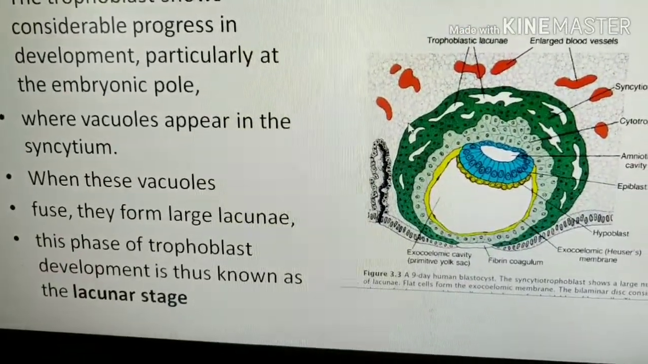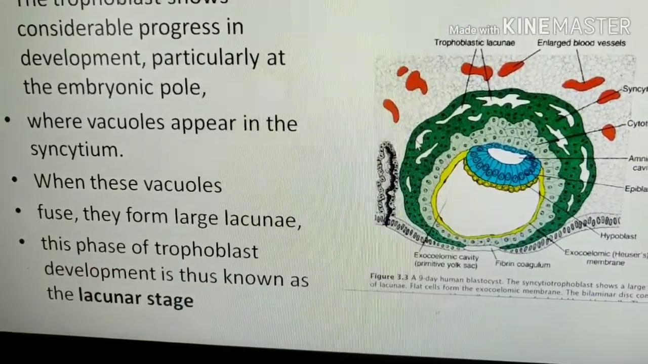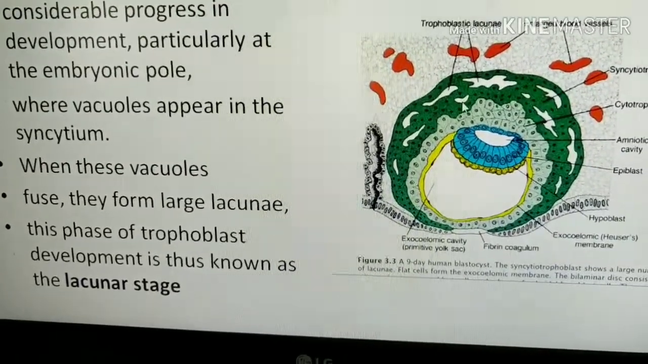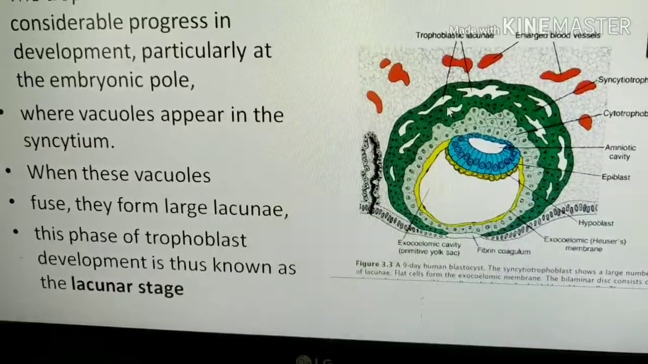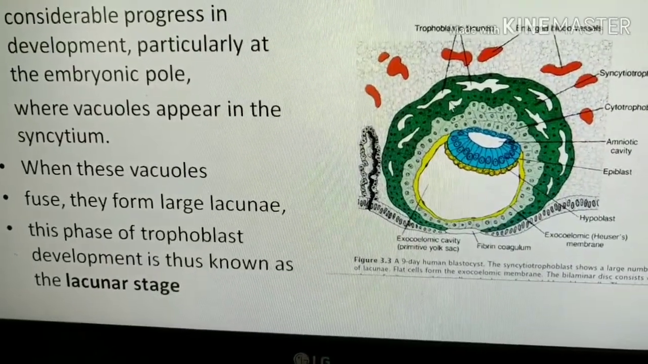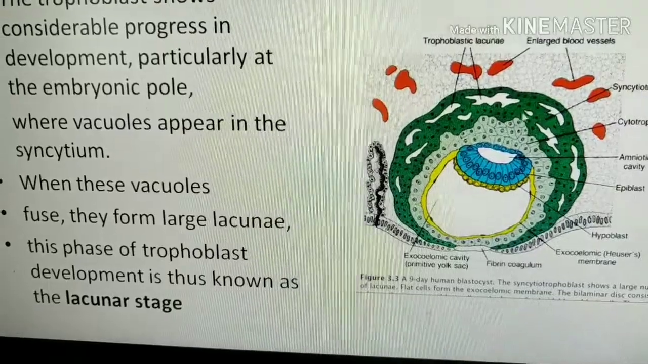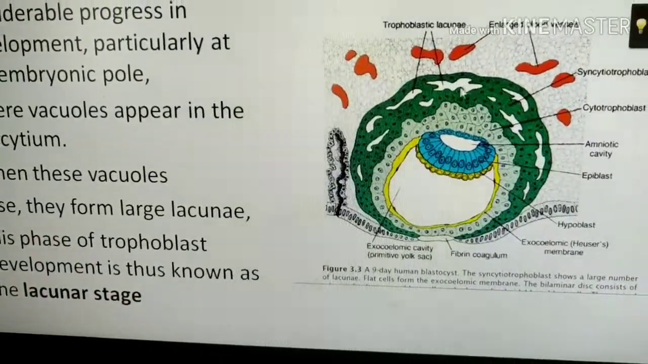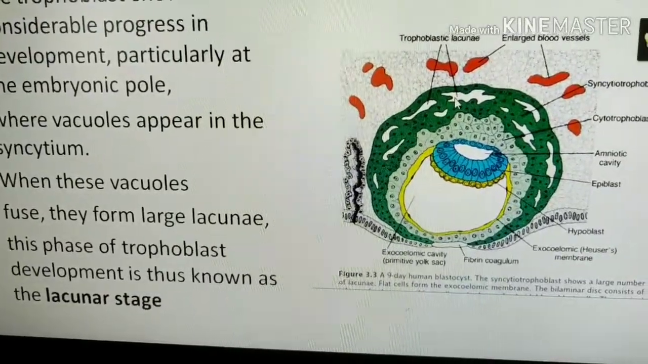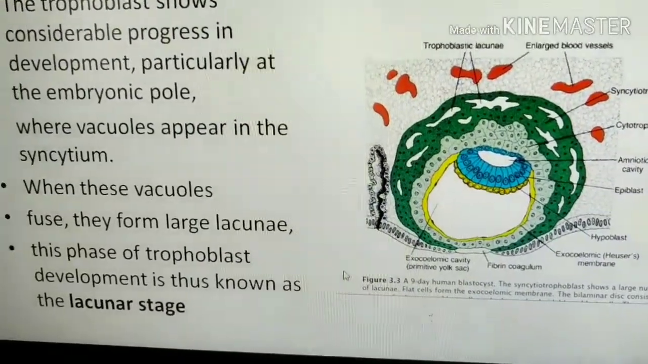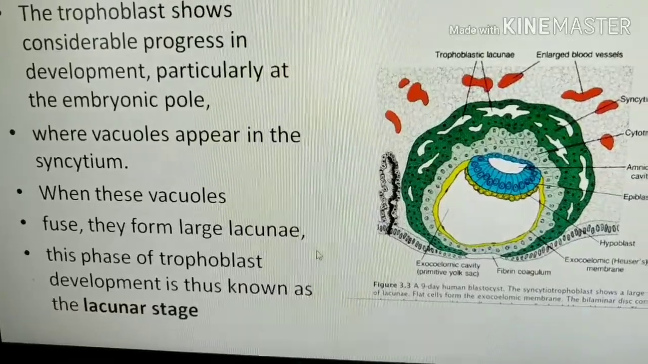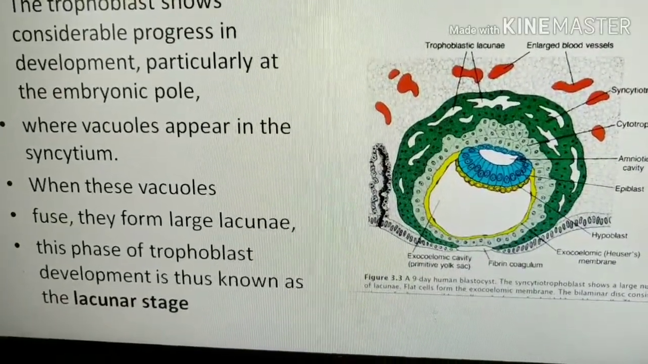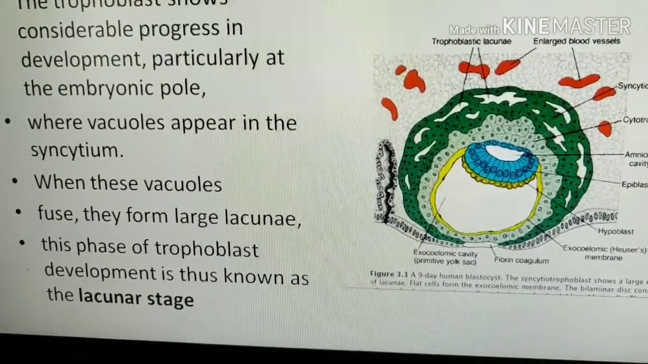So the second event: in the syncytium, or syncytiotrophoblast, at the embryonic pole, small vacuoles occur. These vacuoles gradually fuse with each other and form large lacunae. So this stage is known as the lacunar stage. The first event, the blastocyst is deeply embedding in the endometrium. Second, lacunae appear. This is the lacunar stage.